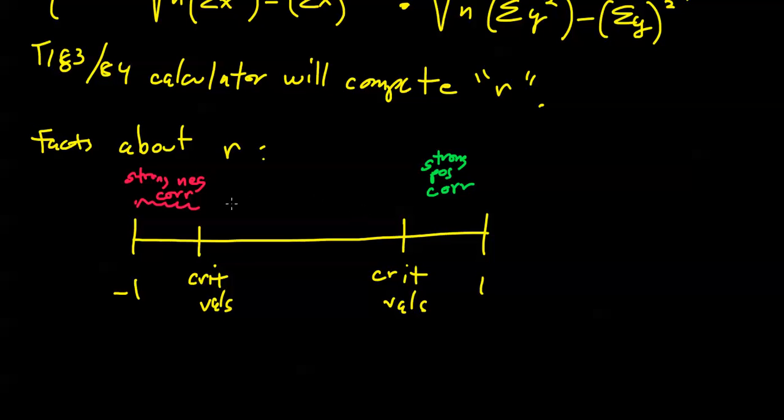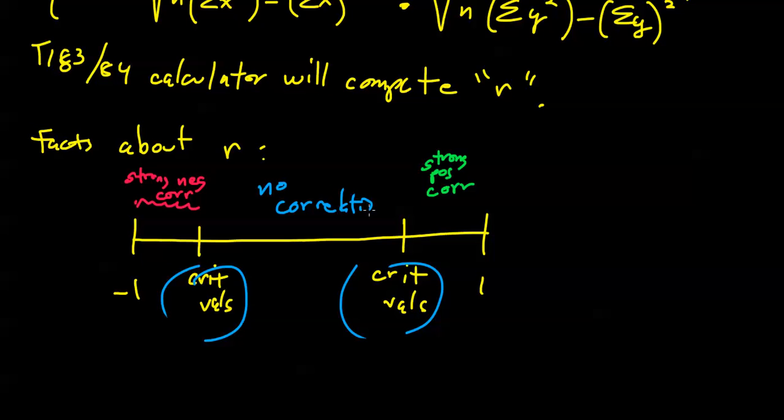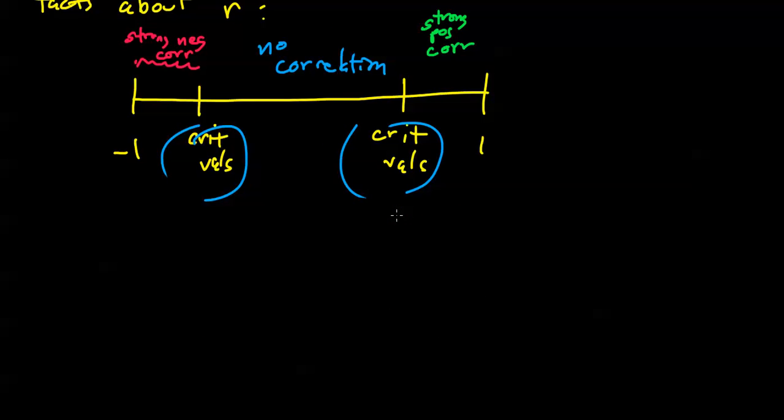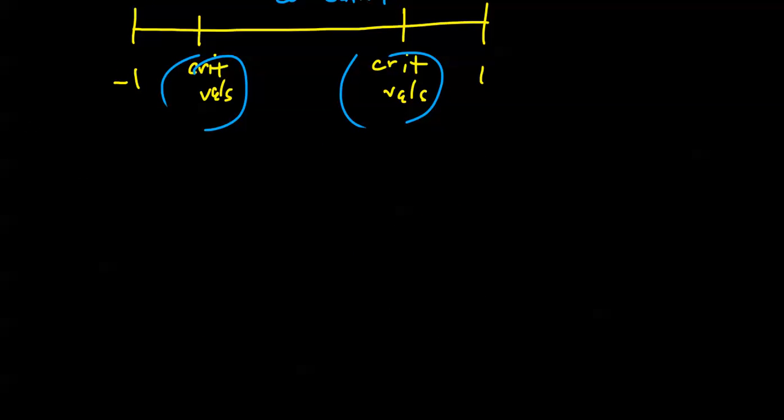And if my value of R, I should say, arrived at from data, is in between these critical values, I claim there is no correlation or no significant correlation between the pairwise data values. Alright, so in wide strokes, that's where we're headed today. Let me show you how to compute R from the calculator.